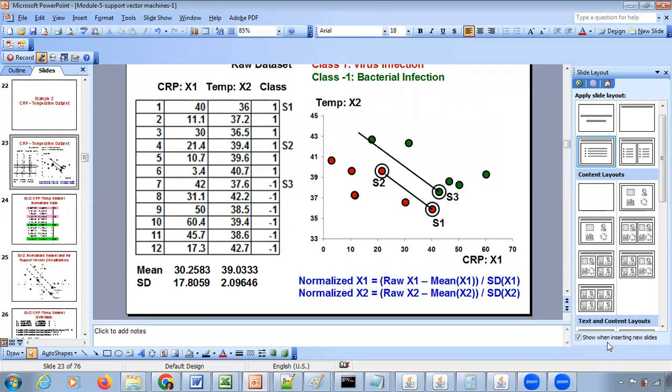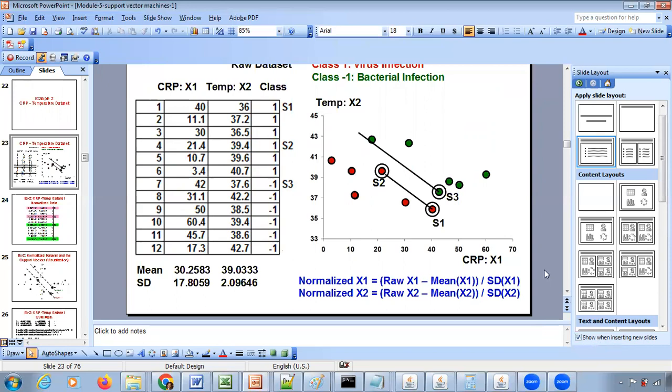So that's why we are transforming the raw data set to a normalized coordinate system and going through the process of building a SVM model. And then from the results that we get for the normalized coordinate system, we could build back the SVM for the raw data system. Like we did for the spam email data set, we can do for this CRP temperature data set as well.